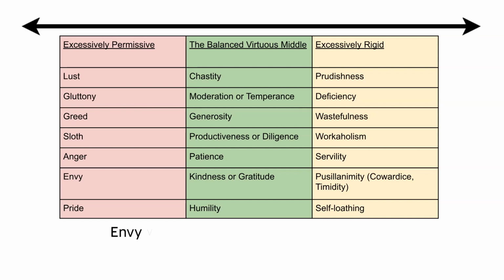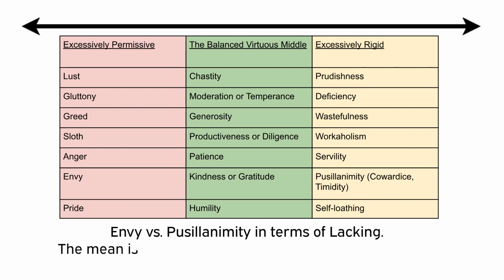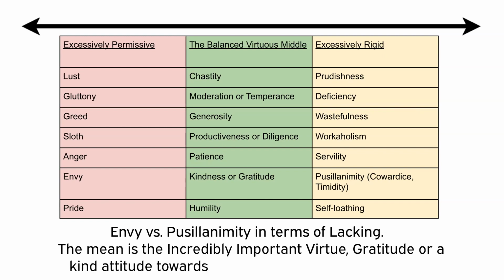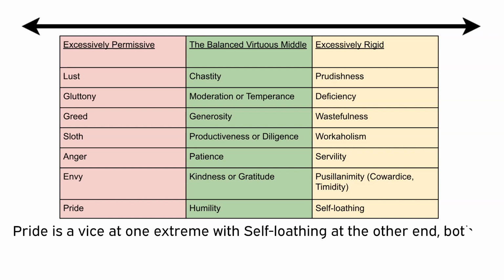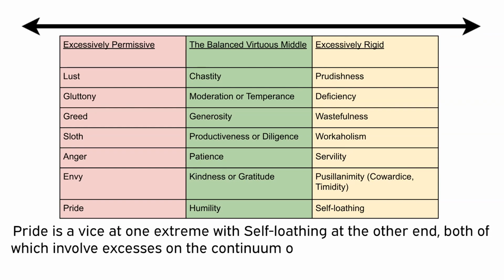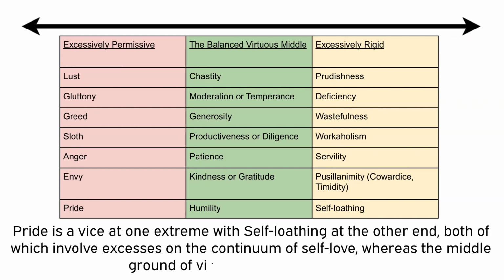Envy is on one extreme, while pusillanimity is on the other in terms of lacking, whether that be lacking possessions enjoyed by others, all the way up to lack of self-determination. The mean between these two vices is the incredibly important virtue, gratitude, or a kind attitude towards life for the sufficiency we possess. Finally, pride is a vice at one extreme, with self-loathing at the other end, both of which involve excesses on the continuum of self-love, whereas the middle ground of virtue is a state of humility.